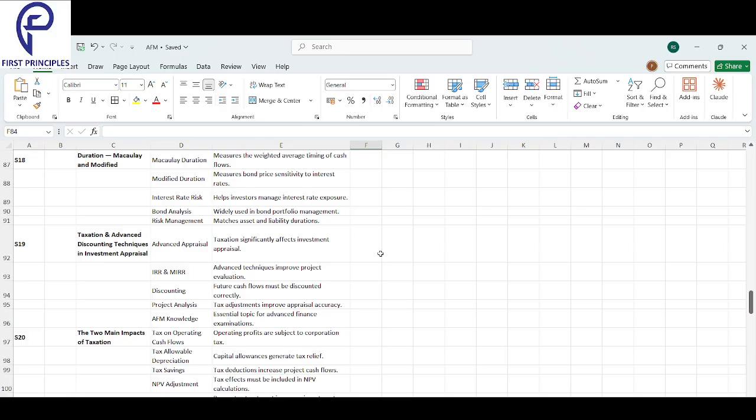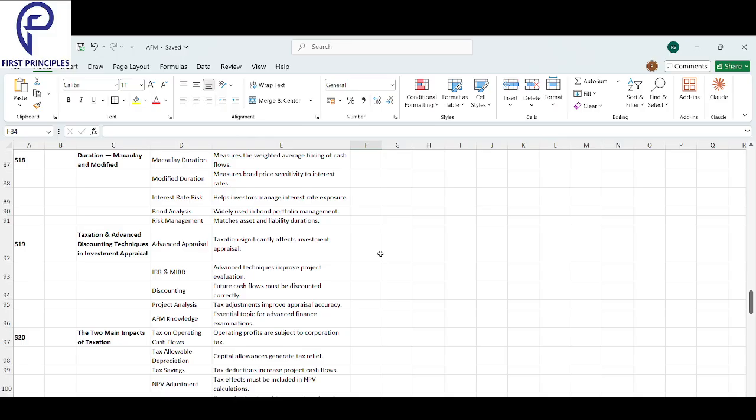Okay. So first we look into how it is used to match the assets and liabilities. What you do here is you match the assets and liabilities, whatever assets you have, whatever liability you have. Risk management is mainly used in bond portfolio management. If you have invested in a lot of bonds, then in portfolio management you can use these durations for bond analysis.